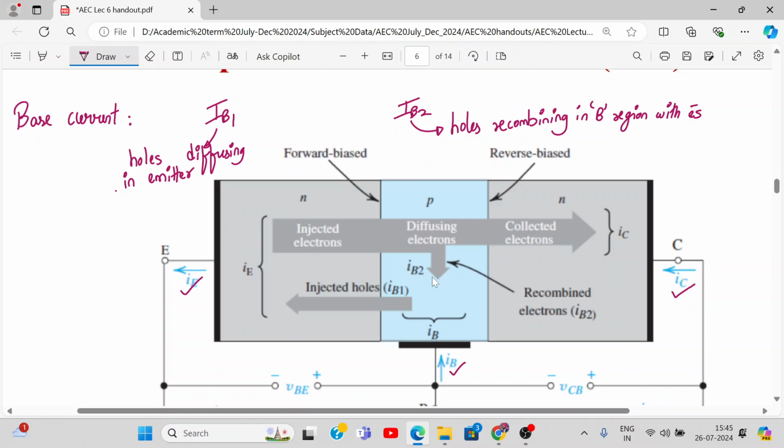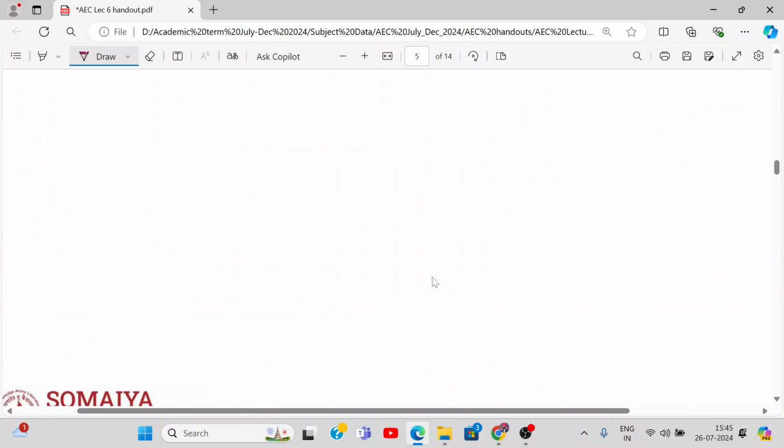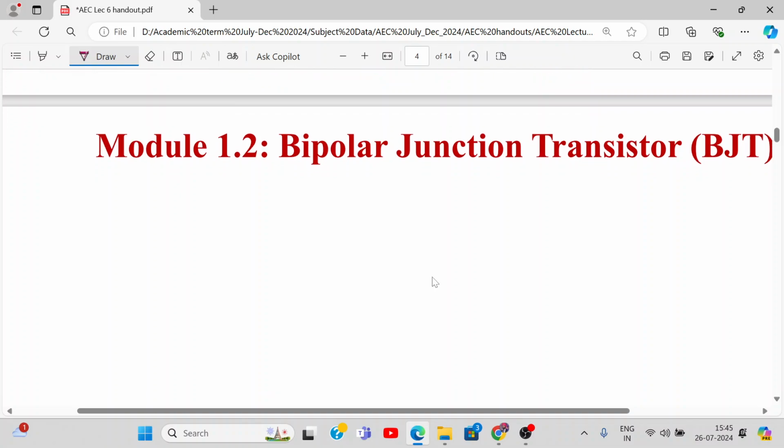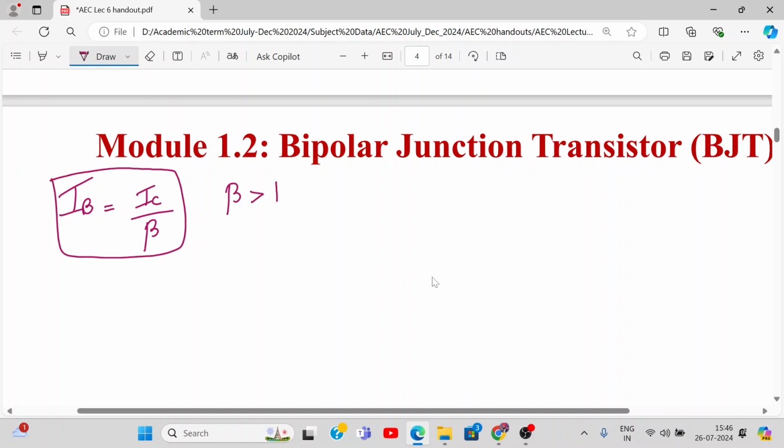Now let's write down certain things so that the concept becomes concrete. There is a relation between the base current and the collector current. So right now you can write down the relation. IB is given by IC upon beta, where beta is very, very much greater than 1. It is called the current gain.